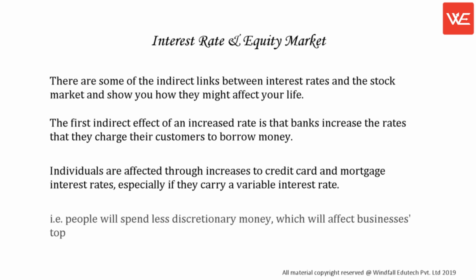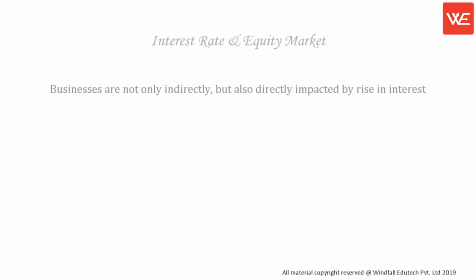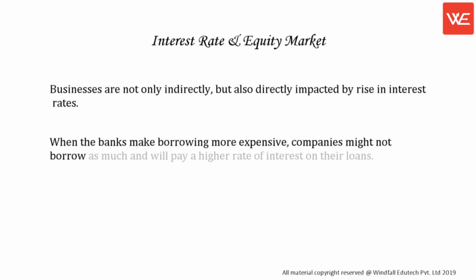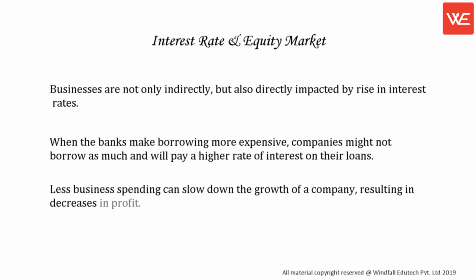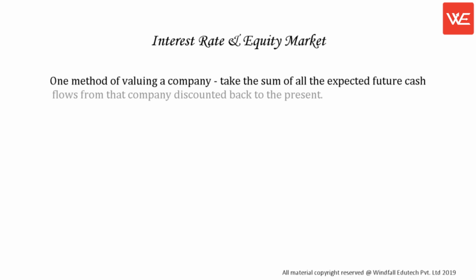That is, people will spend less discretionary money, which will affect businesses' top and bottom lines, that is, revenues and profits. Businesses are not only indirectly, but also directly impacted by rise in interest rates. When the banks make borrowing more expensive, companies might not borrow as much and will pay a higher rate of interest on their loans. Less business spending can slow down the growth of a company, resulting in decreases in profit. One method of valuing a company: take the sum of all the expected future cash flows from that company discounted back to the present.